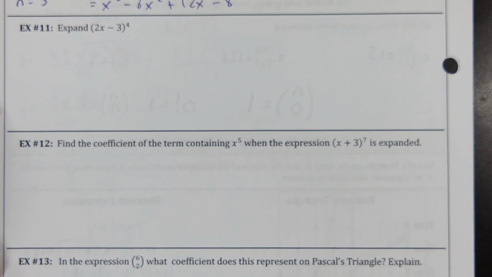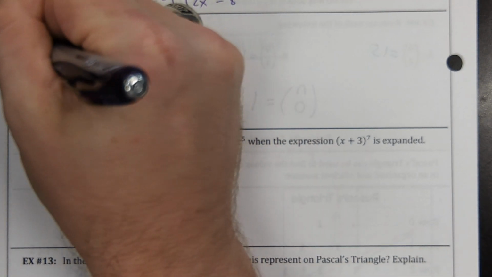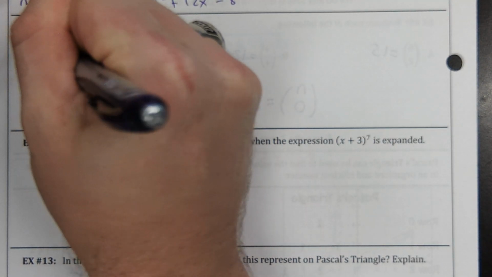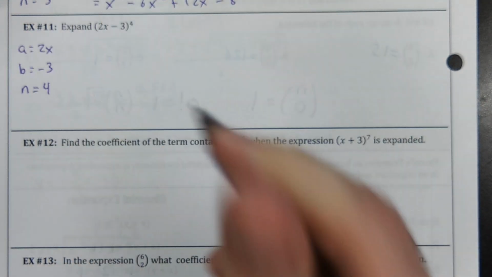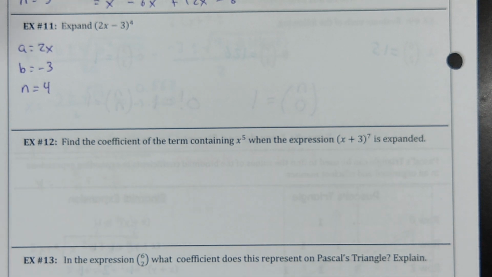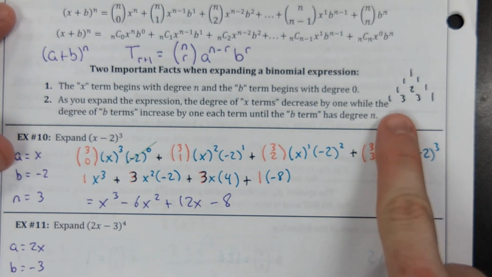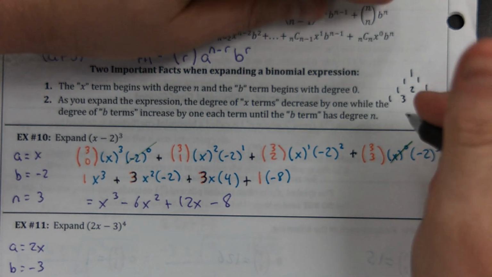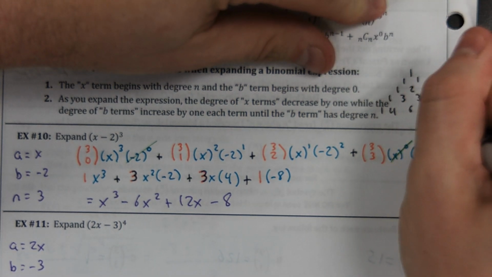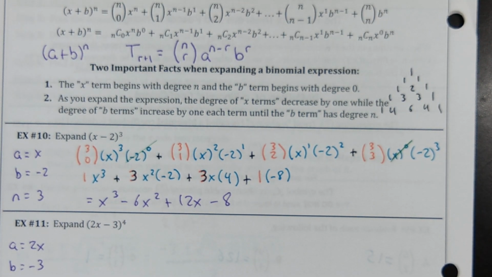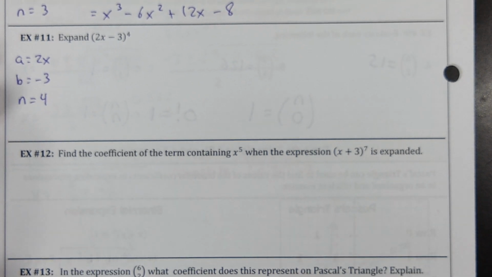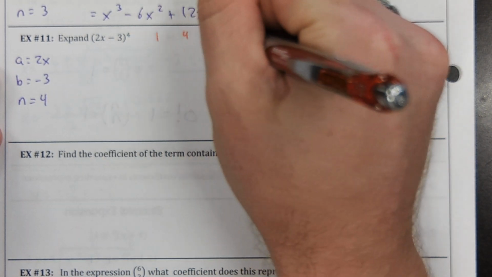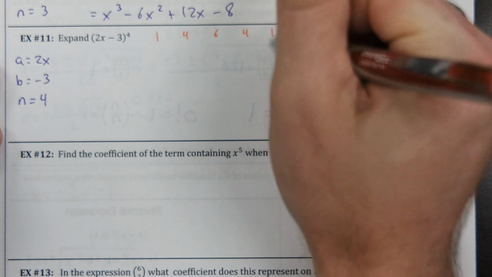Okay. So let's do it again. This time, A is 2x. B is negative 3. N is 4. Okay, tell you what. I already have row 3 of Pascal's triangle up here. I might as well get row 4 also. 1, 4, 6, 4, 1. I mean, it was already there. Look how little effort that required me to find. So I now know my 5 binomial coefficients are 1, 4, 6, 4, 1.